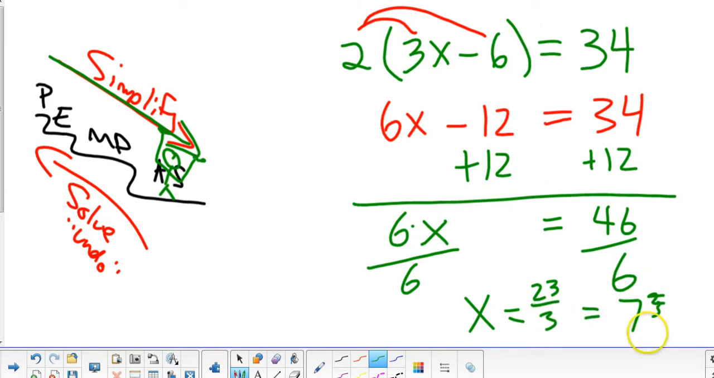Come down here. Sorry about that. Did I write? There we go. Try this again. 7 2/3. Close enough. Alright, which you probably know the decimal is 7.6 repeating.